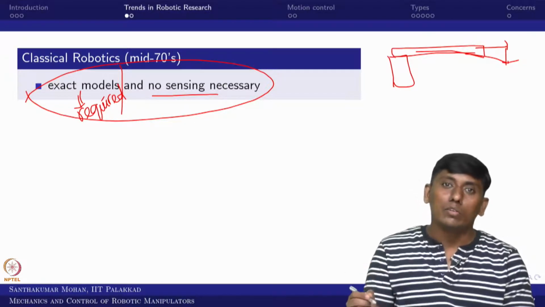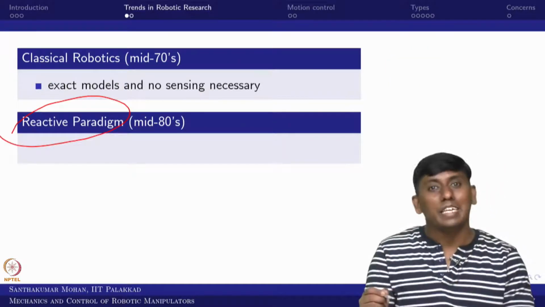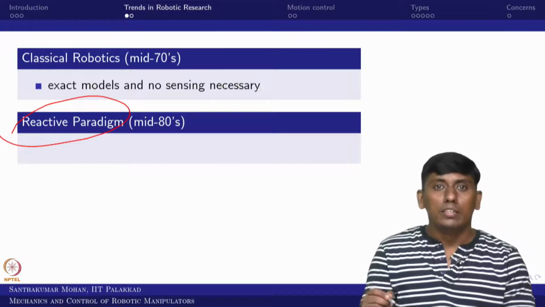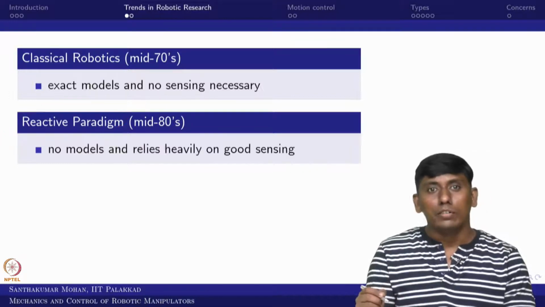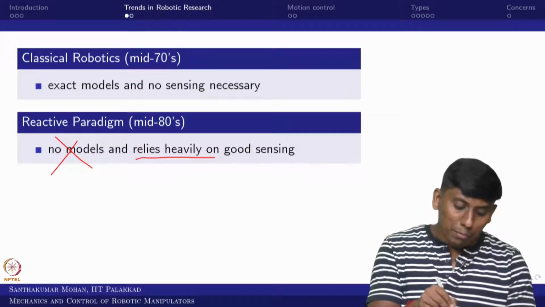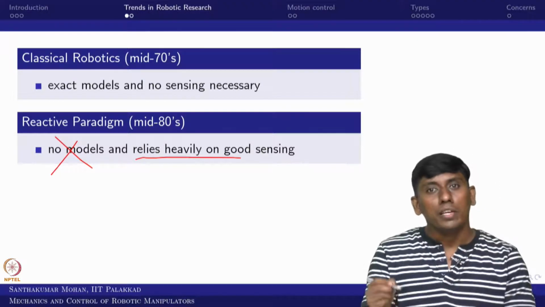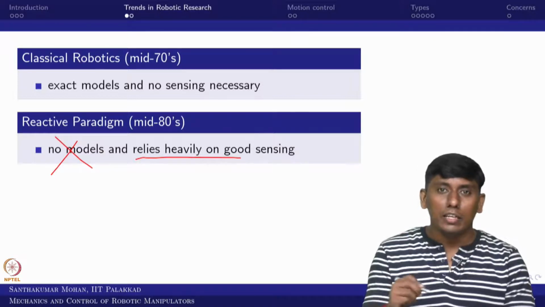Then people thought about it and said, why can't we use a reactive mode? We will deploy feedback, and we will go purely feedback based. In that sense there is no model required, but it purely relies on good sensing. If you purely rely on good sensing, then there is a problem.